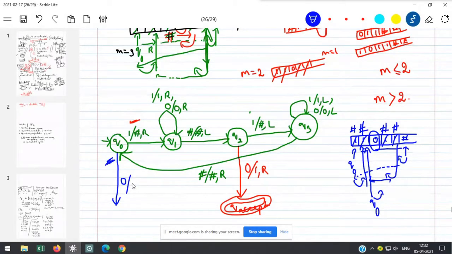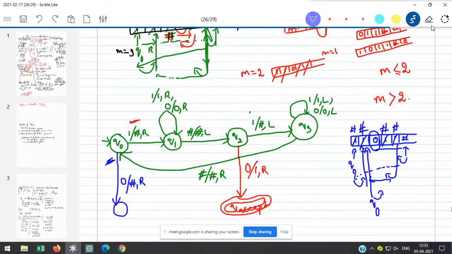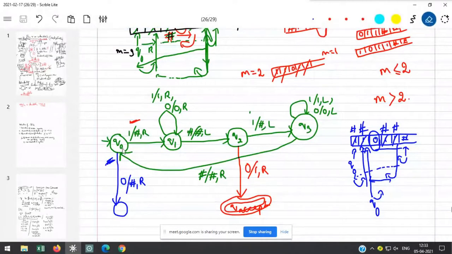then I'm replacing that one by hash, and then keep moving towards the right side. Is it confusing or not? I don't know. Please go back and do it, okay? Now see here, let me rough this one a bit.